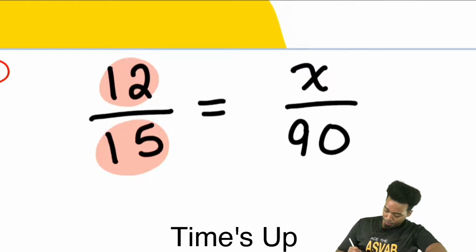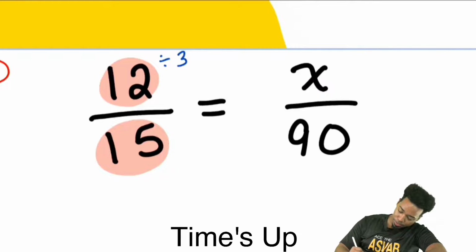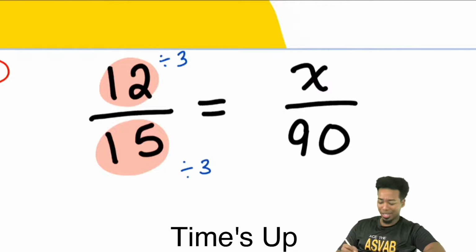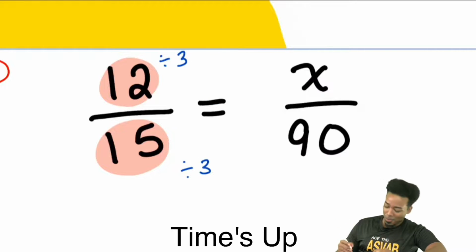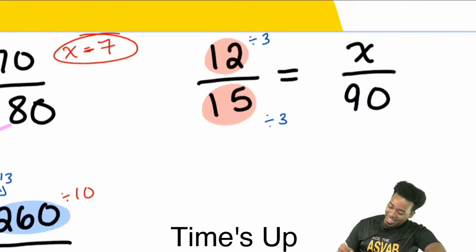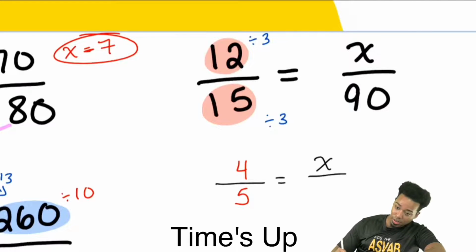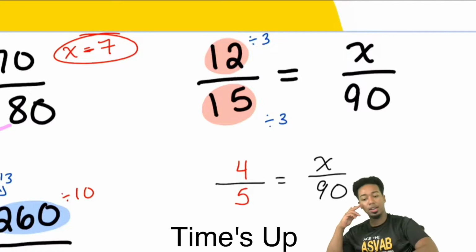Both are divisible by 3, so we can divide them both by 3. Again, instead of cross multiplying and doing 12 times 90, we don't need to do that. We can give ourselves an easier time: 12 divided by 3 is 4, and 15 divided by 3 is 5. And we still have the x over 90 on the right side.